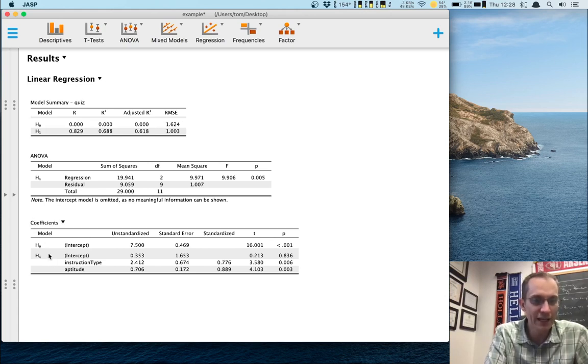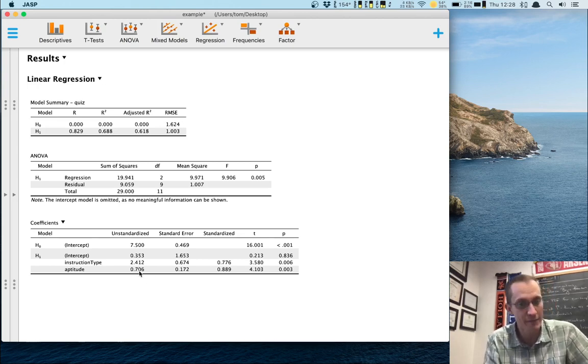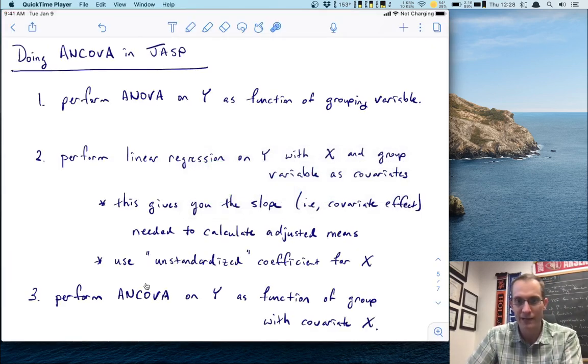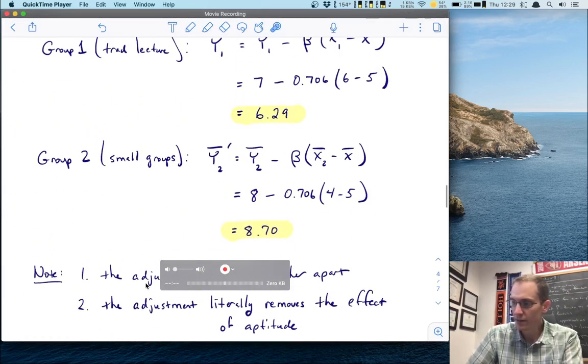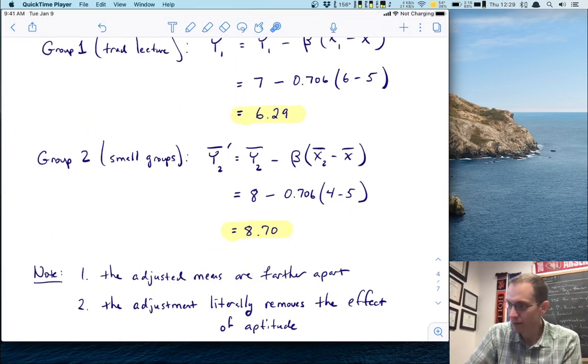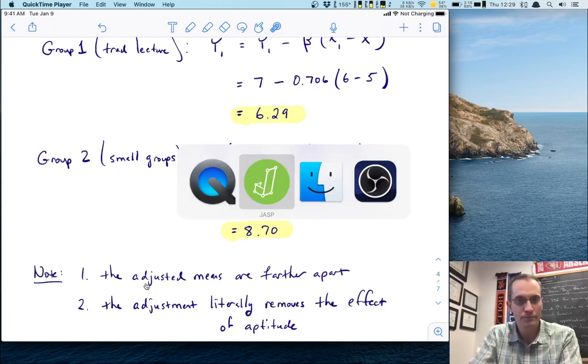Then I look at the H1 model, and you'll see there are three different coefficients: an intercept, an effect of instruction type, and an effect of aptitude. This is the one I want right here. It's the unstandardized coefficient for the covariate, aptitude. And you've seen this number. It's 0.706. That's where that 0.706 in the previous calculation came from. Remember that? Let me just pop back there real quick. It's that one right there. Okay, that's where it came from.